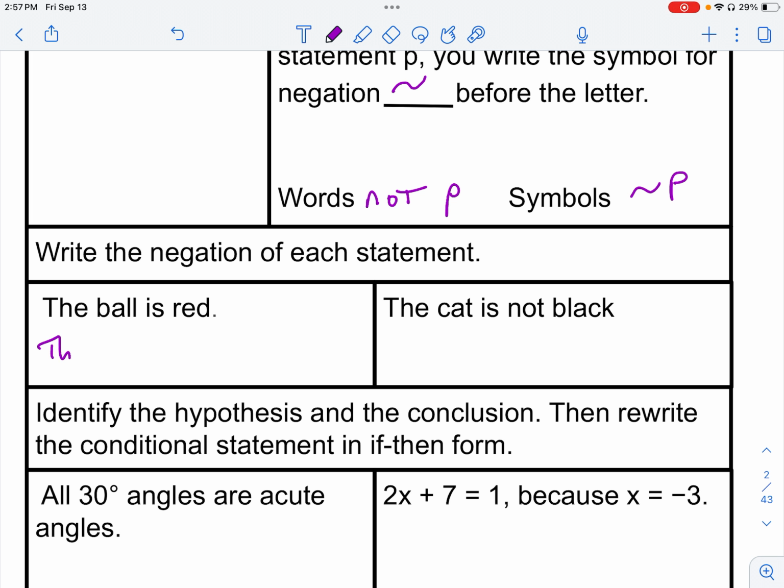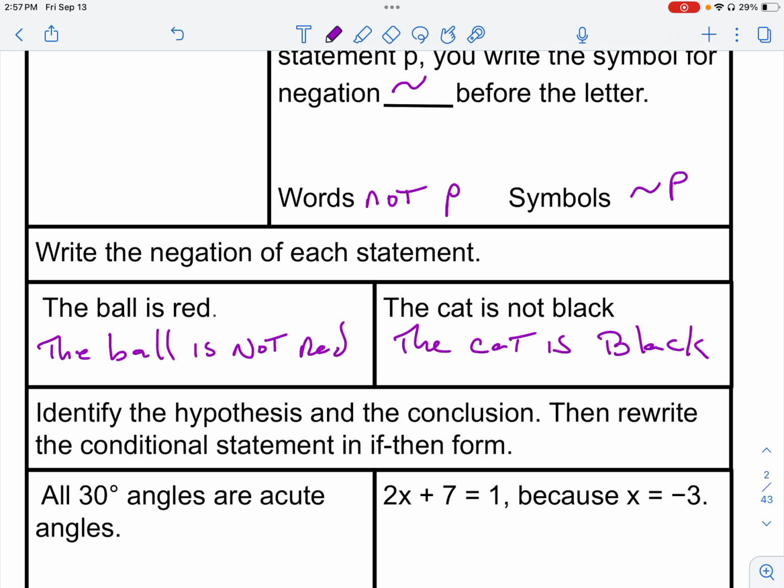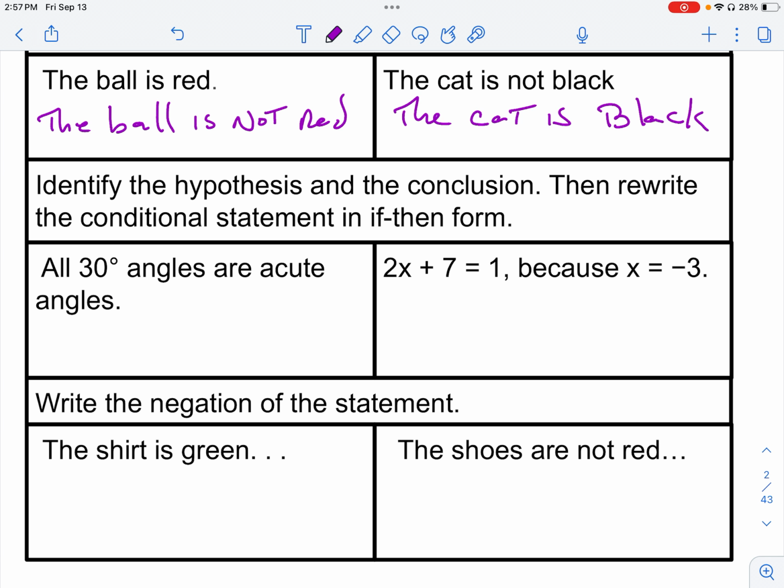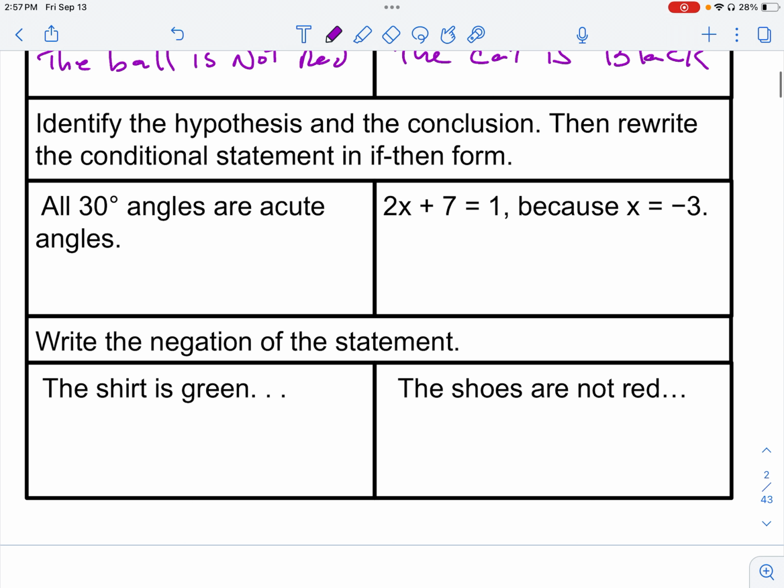And we're just going to take the opposite of it. So if the ball is red, the opposite of the ball is red is the ball is not red. The opposite of the cat is not black, is the cat is black. So kind of think of it like we're doing math and we're multiplying through by -1. If it's already negative, it makes it a positive. If it's a positive, it makes it a negative. We're going to just take the opposite.